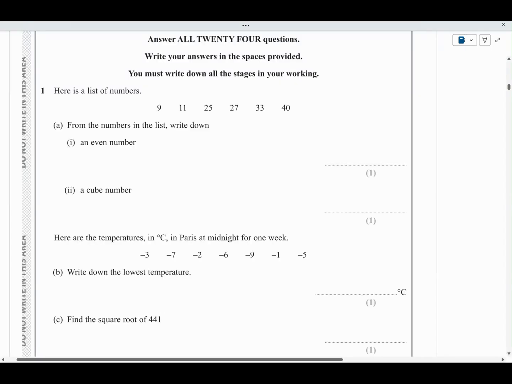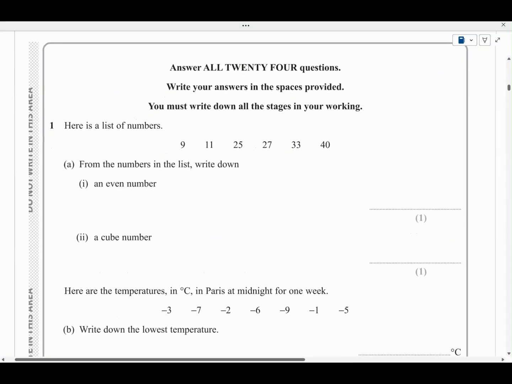Right, let's go. Question 1. Here is a list of numbers. From the numbers, write down an even number. Well, there's only one even number there, and that is the number 40.